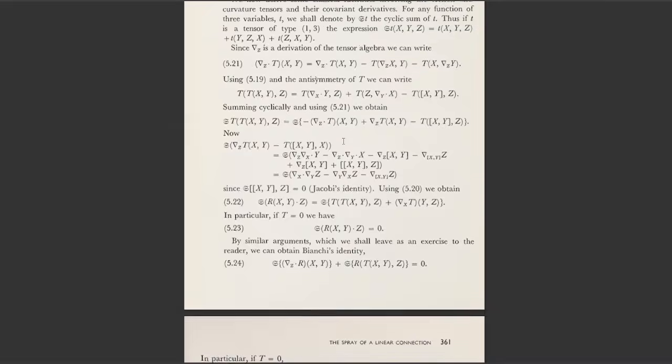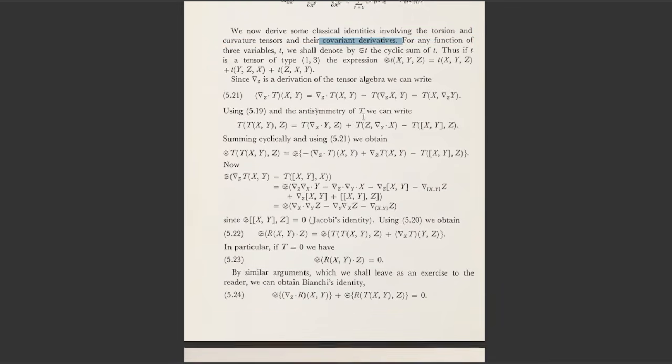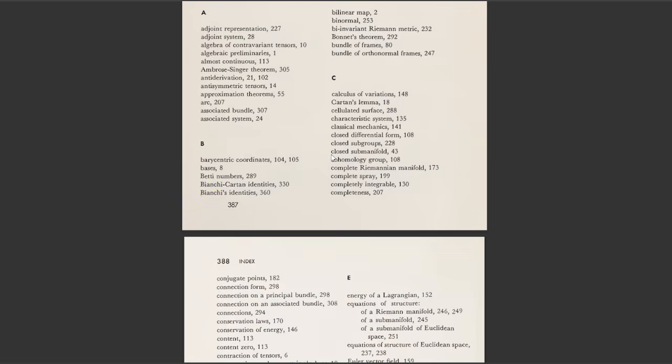Similar arguments we shall have as exercise for the reader. We can obtain Bianchi's identity. So he's making you work for it. But the Bianchi identity just tells us that it's basically a statement about torsion and curvature tensors and their covariant derivatives, how they transform. And the Bianchi identity is kind of like this conservation type of geometric law, if you will, for intrinsic curvature.